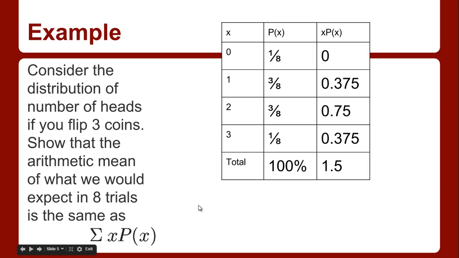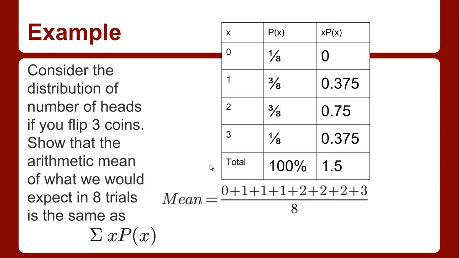The arithmetic mean, so the arithmetic average, is, well, we're going to have 1 zero, 3 ones, 3 twos, and 1 three, and it's all divided by 8. And if we add that up, we get the exact same thing, 12 divided by 8, which is 1.5. So this really just shows that the arithmetic average of what we'd expect, so 1 zero, 3 ones, 3 twos, and a 3, is the same as sum of x p of x. So we're just highlighting that by showing the work.